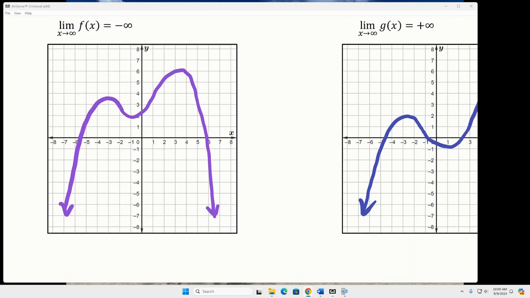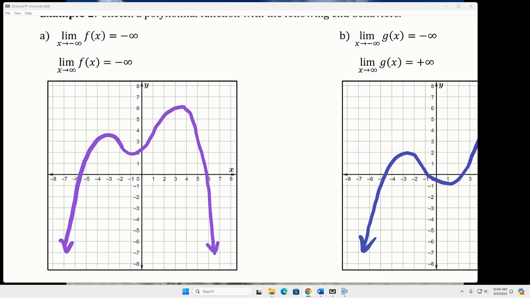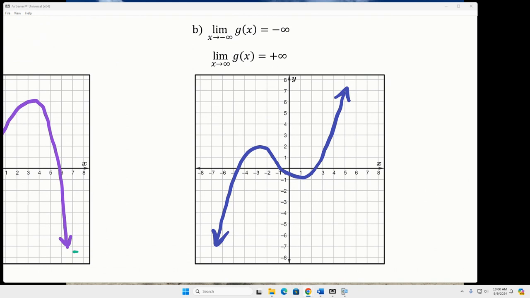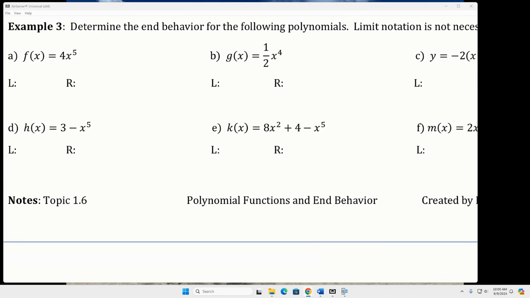So if we could look back up at what we drew for A, would you say that's even or odd degree? It's even. Would you say the leading coefficient is positive or negative? Negative. The right side is pointing down. The leading coefficient is positive. All right, is B even or odd degree? Odd degree. And what about the leading coefficient? Positive. Good.